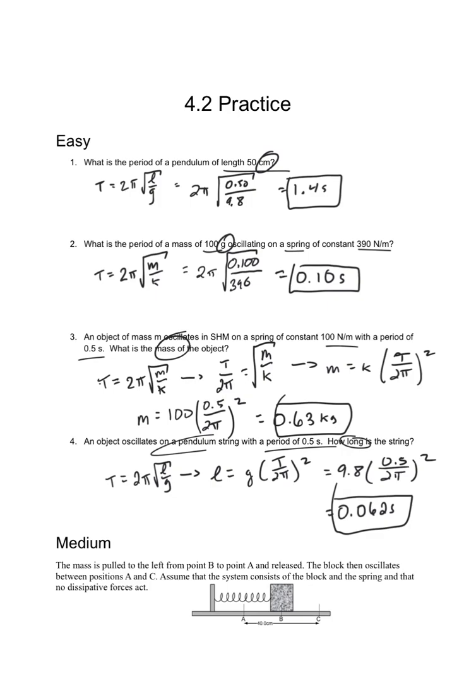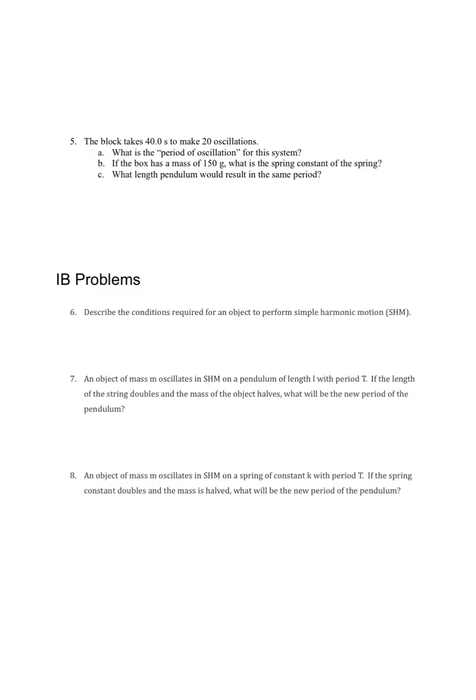Now let's go ahead and move on to our medium problems. In this picture, we have a mass that is being pulled around. It's pushed to point A, and it is going to oscillate in simple harmonic motion between points A and C. We know that the block takes 40 seconds to make 20 oscillations, and we're first asked to find the period of oscillation. Period is the amount of time that it takes for one full cycle. In this case, it takes 40 seconds to do 20 oscillations. Thus, each separate oscillation takes 2 seconds, so our period is going to be 2 seconds.